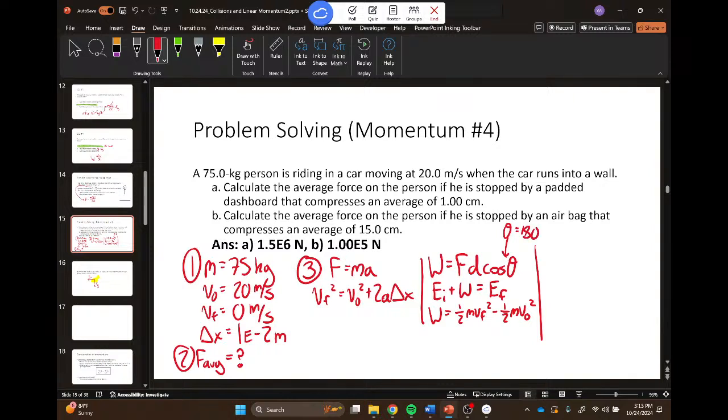Why is it cosine of 180? The force is this way. They're moving to the right. So that's why that works out.